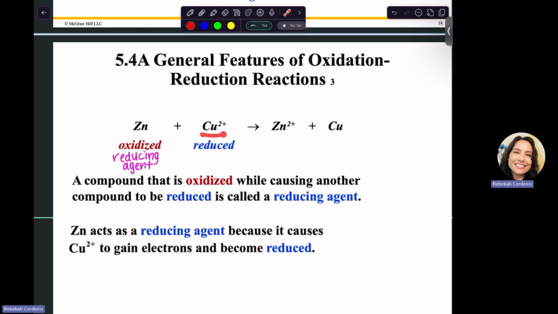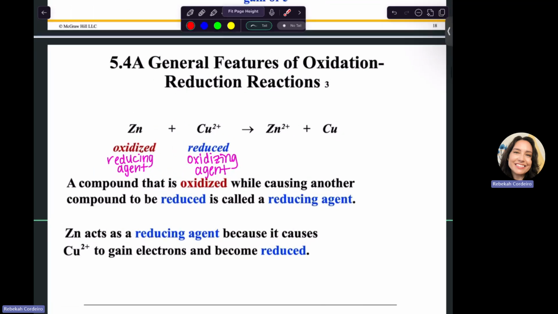And then the copper, what is it doing to the zinc? It's oxidizing the zinc. So we call this the oxidizing agent. The agent of oxidation. So if it's the substance being oxidized, we call it the reducing agent. If it's the substance being reduced, we call it the oxidizing agent, because the agent part is telling us what it is doing to the other substance. These terms are a little bit strange. Just practice the best you can to try to remember that it's kind of the opposite.